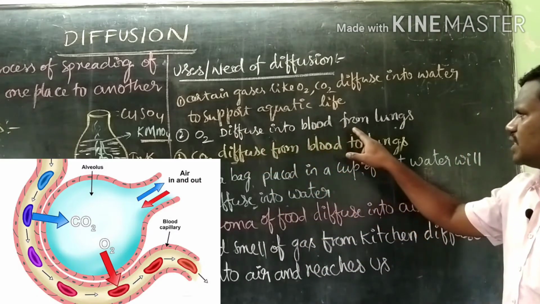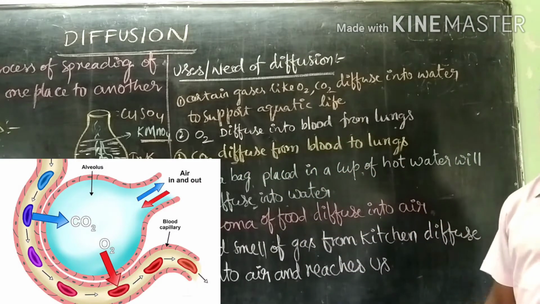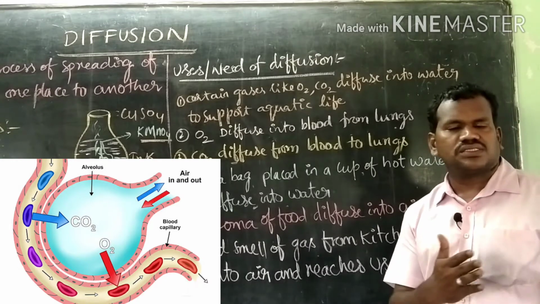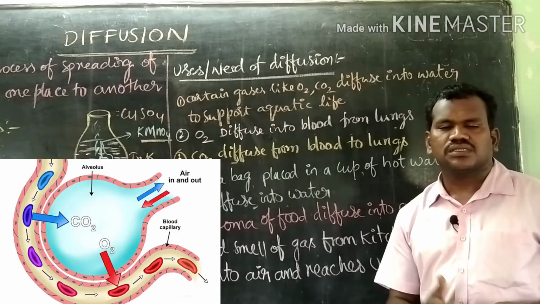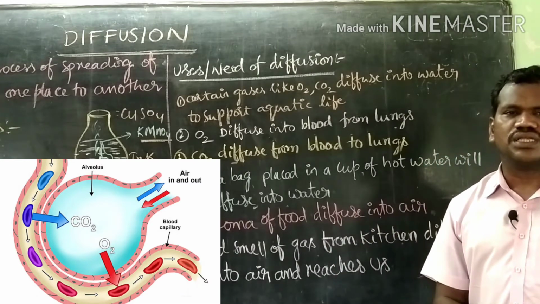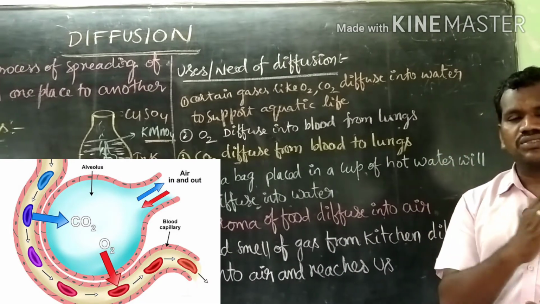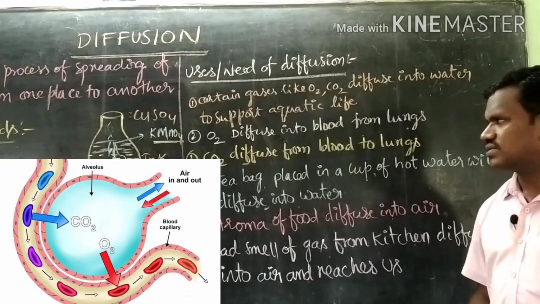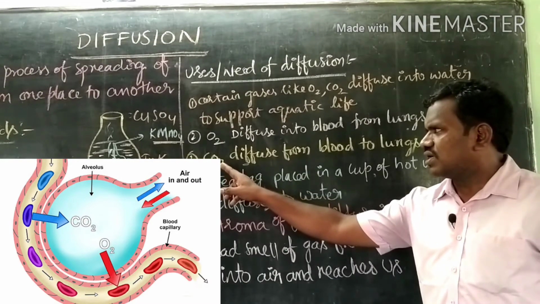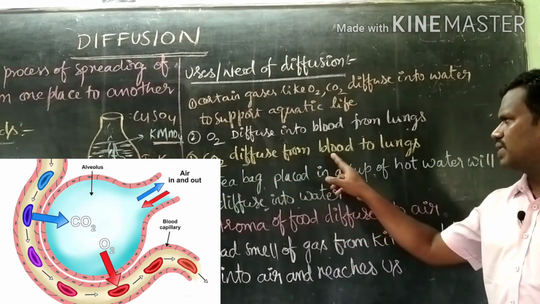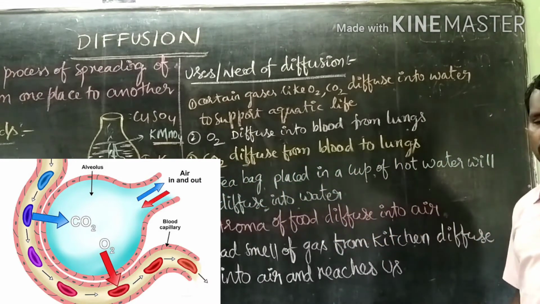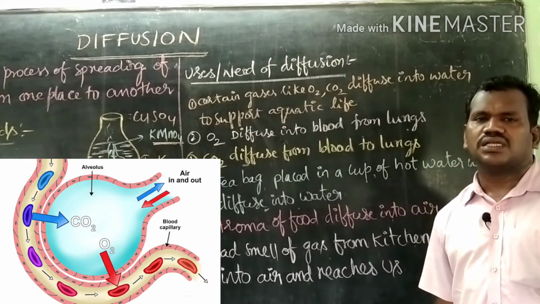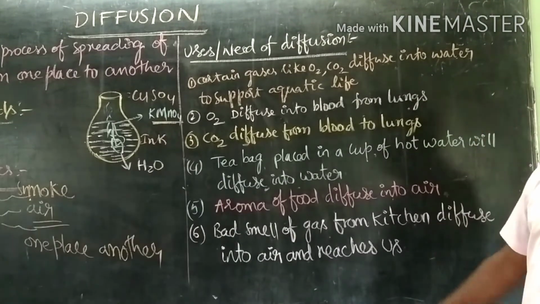Oxygen diffuses into the blood from the lungs. We already know the end part of the lungs is called alveoli. Alveoli is joined with the blood vessels. Then there is a transport of oxygen from alveoli to the blood. We already know that in the process of respiration. Now come to the third one. Carbon dioxide diffuses from the blood to the lungs. Yes, in the process of respiration only, carbon dioxide again enters the blood. Come to the fourth one.